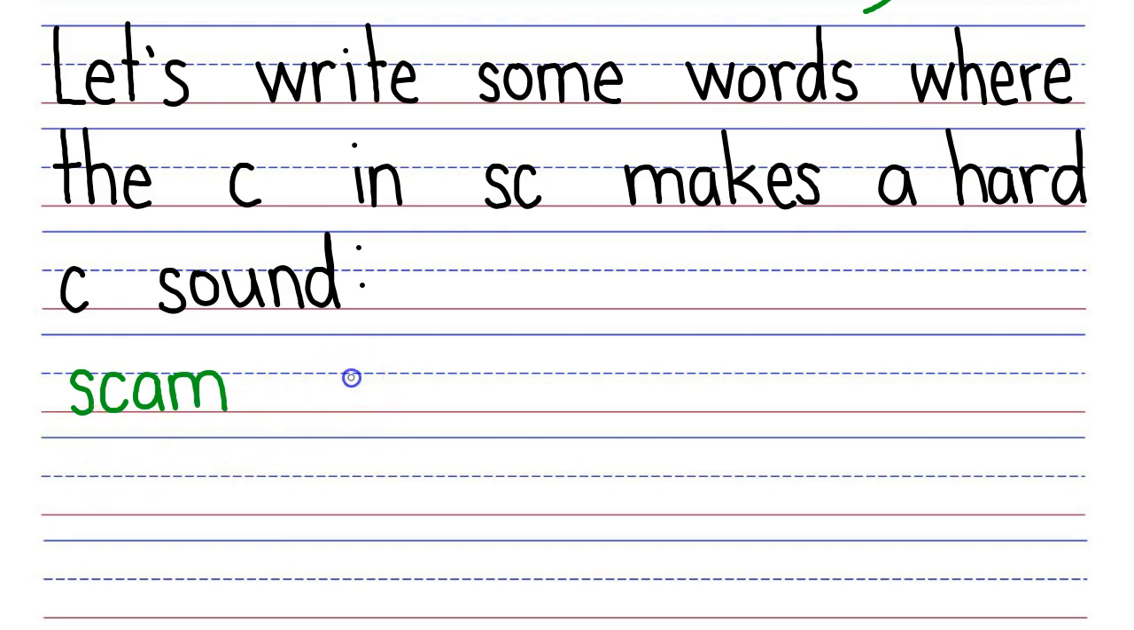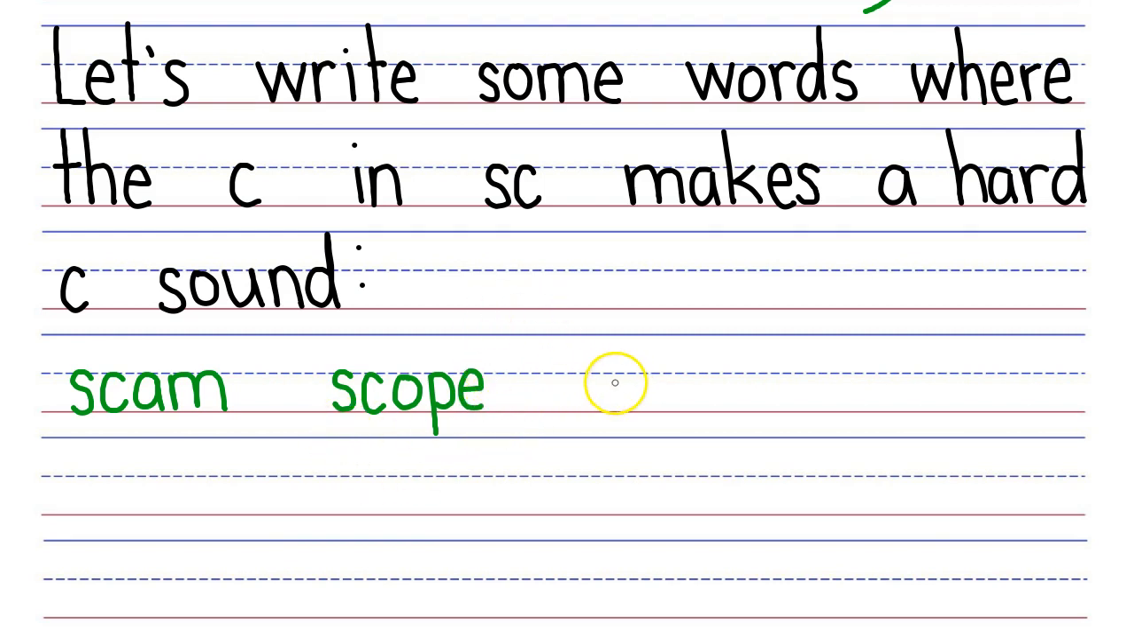Next word, scope. We've got the S that says s, followed by the C that makes the hard C sound k, because it's followed by the O that makes the long O sound o, followed by a P that says p, and the silent final E that's telling us the O is that long O sound. s, k, o, p. We don't pronounce the E, scope.